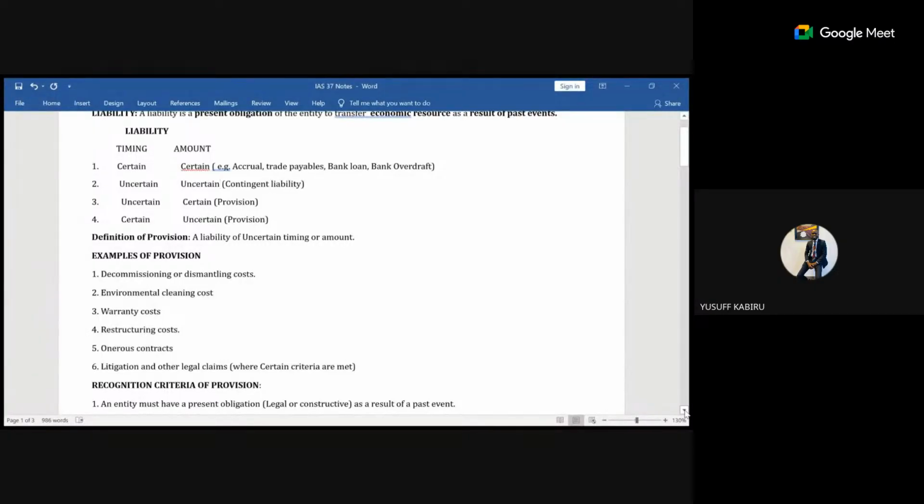I'm going to return that asset back to the normal state. Let me cite a very good example. This is a very, very simple example. Now, as an organization, I have a project. That project, I need to carry out in the north.